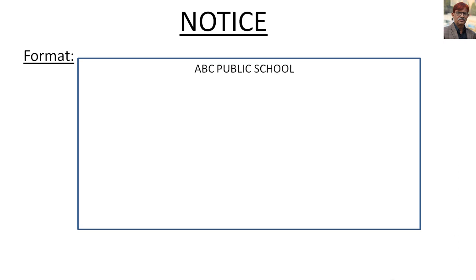Now, look at the question very carefully. Read the question very carefully. See if the name of the school is given. If it's given, that's good. Write the name that is given in the question. But if it is not, you may write the name of the school from your own side. For example, ABC Public School. Next, in the next line, in capital letters, write the word notice. In the third line, on the left-hand side, write the date.